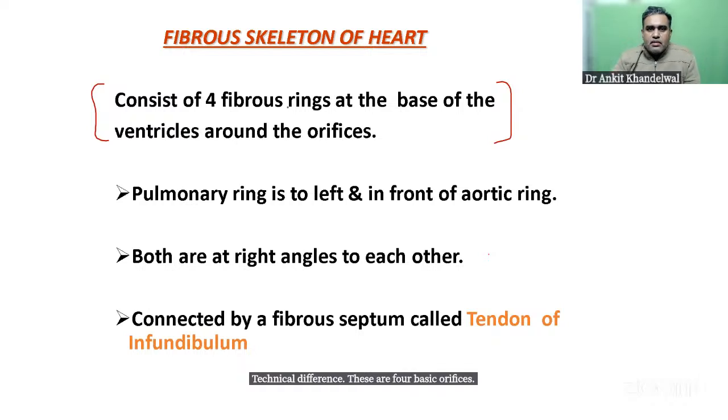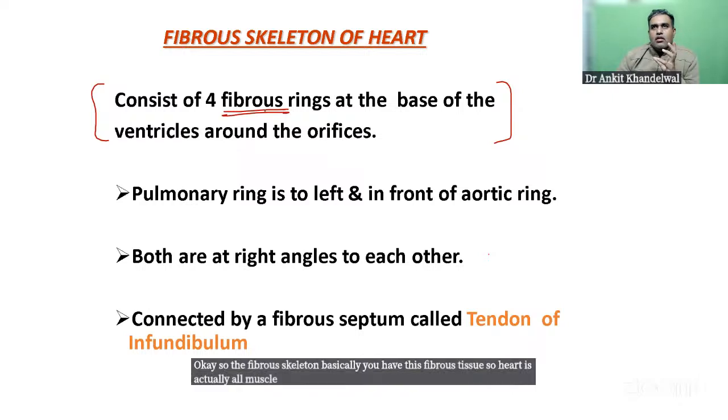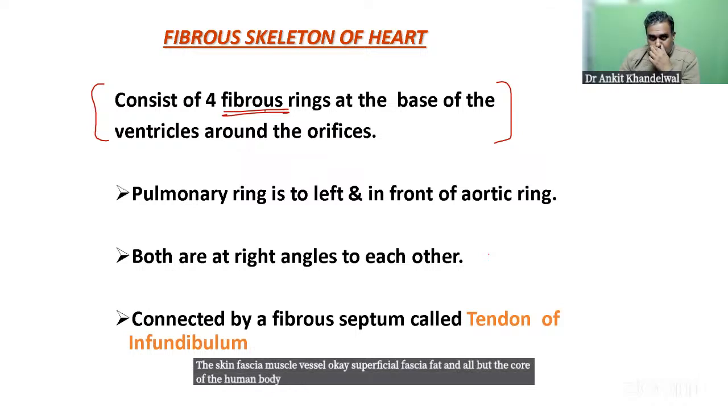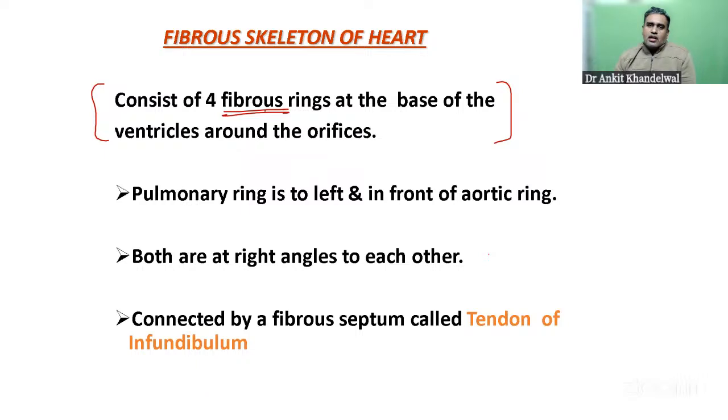Okay, so this fibrous skeleton, basically you have this fibrous tissue. So heart is actually all muscle. But in the center, you should have some skeleton, like our body. If you look at a human body also, it's basically major mass only: the skin, fascia, muscle, vessel, superficial fascia, fat and all. But the core of the human body is a skeleton. Yes or no? Similarly, if you look at a heart, it's basically a muscle only. But the core of the heart, where all the walls are anchored, forms the fibrous skeleton of the heart. Okay, so do remember this point also, very small one, but do remember it.